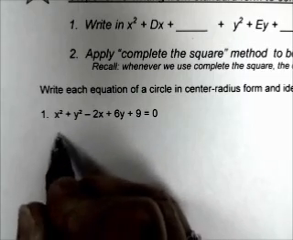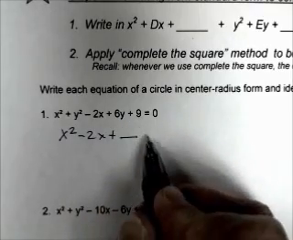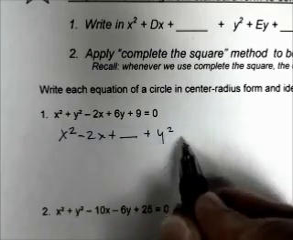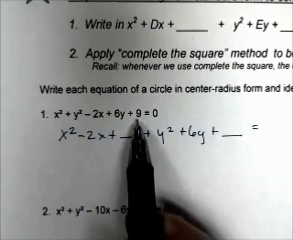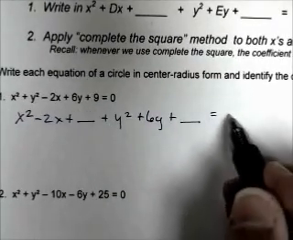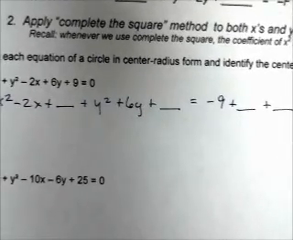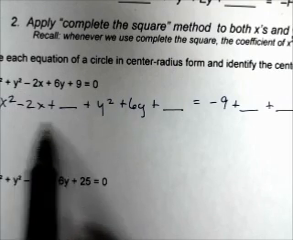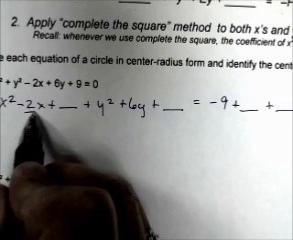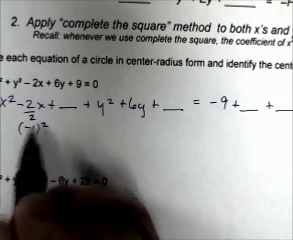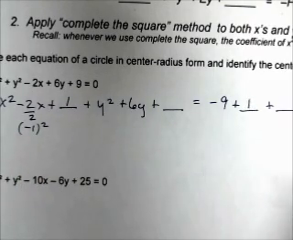So we're going to write x squared minus 2x plus blank, then our y terms, plus y squared plus 6y plus blank, equals, we want our constant on the other side, so that would be negative 9 plus blank plus blank. Now, we're applying complete the square to our x's. So we go to our linear term, negative 2x, look at the coefficient, divide it by 2, that's negative 1. Square it, and that's what goes in each first blank on each side.